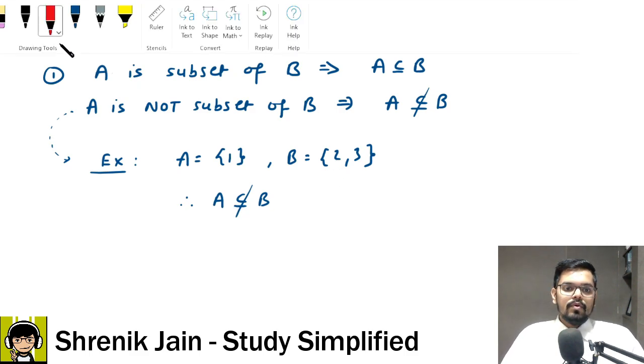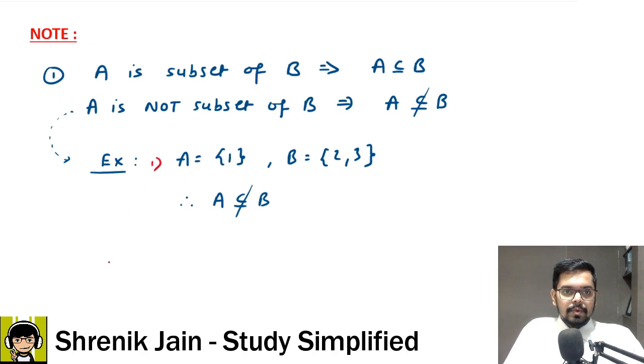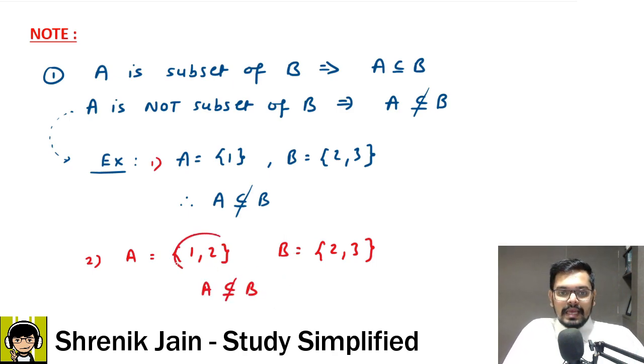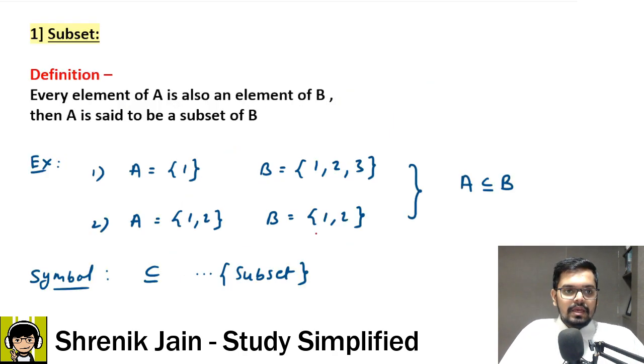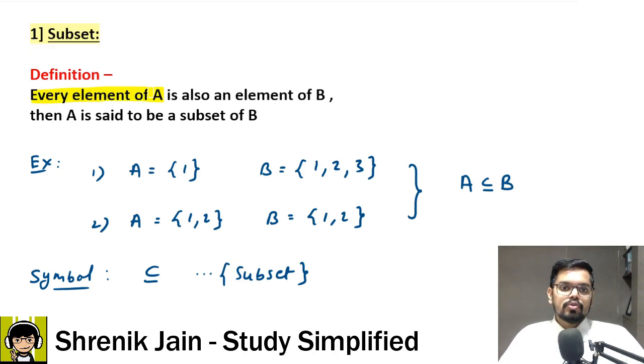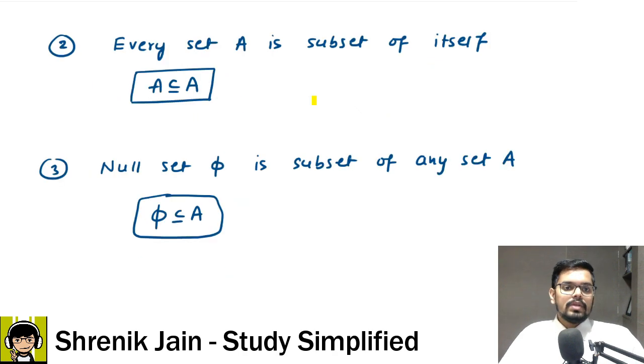In fact, if you have this example, suppose this is example 1. I have one more example. A is equal to {1, 2} and B is equal to {2, 3}. Now you might say, oh, an element of A is there in B, so can I say it is a subset of B? No, here also A is not a subset of B because every element of A is not present in B. Definition says every element, not some element or one element. Every element of A should be there in B. Then only A is a subset of B. Understood? If yes, let us go to note 2.